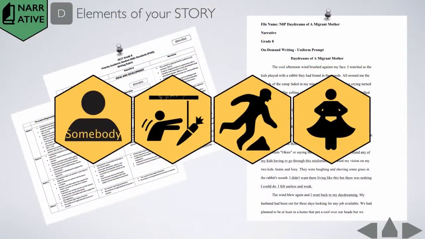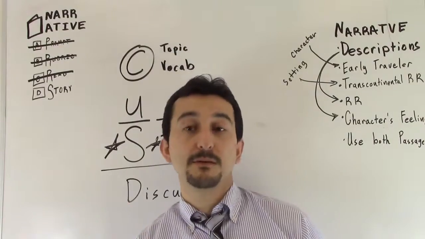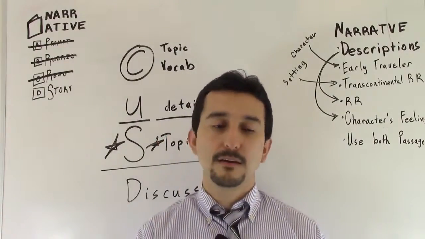After reading this piece, The Daydreams of a Migrant Mother, keep in mind that this is an 8th grader's sample paper, but it's still a good piece to show students. Pause for a second and read it, and then we'll do a Somebody Wanted But So together. Okay, ready? Go.